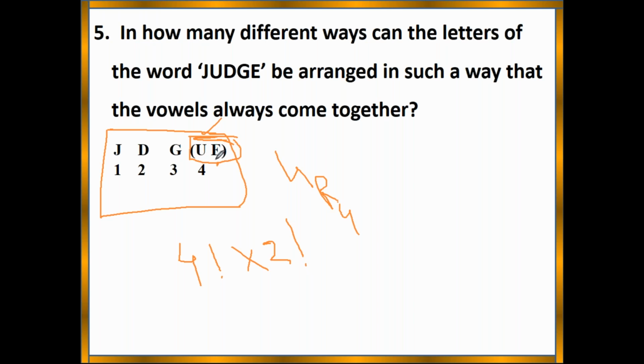Whatever the number of vowels, consider them as only one letter. Now the 5 letters become only 4 letters: first letter J, second letter D, third letter G, and fourth letter UE. The number of ways we can arrange the four-letter word is 4P4, 4 factorial, into the vowels, which are 2. Two vowels can be arranged in two ways: one is UE and the second is EU. So 2 factorial. Nothing but 4 factorial into 2 factorial. 48.